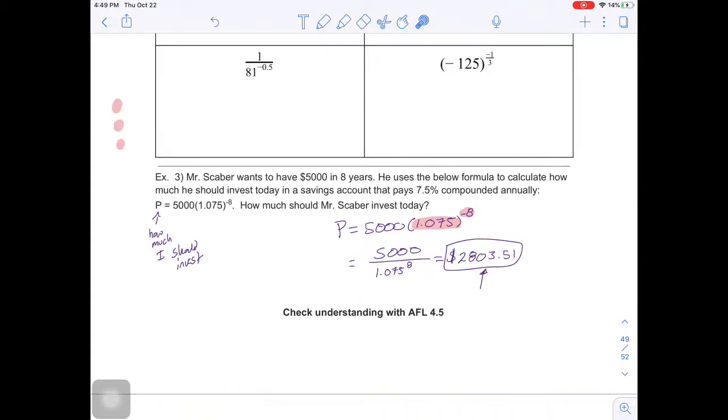Okay, so please go and check your understanding with AFL 4.5. Again, understanding this stuff, especially moving forward in either the -1 or the -2 stream, is going to be really critical. So make sure you do lots of practice problems, because there's lots of different types of questions that can be asked. So yeah, have a good day.